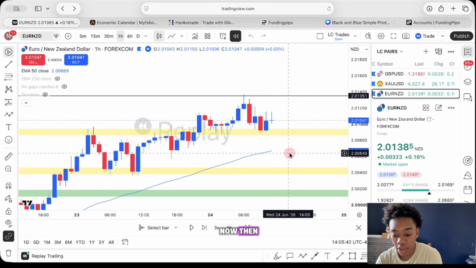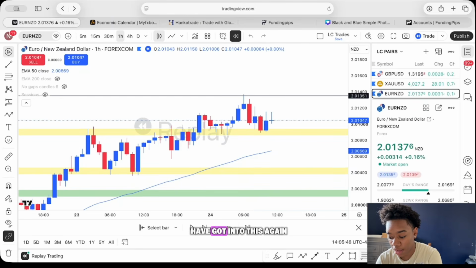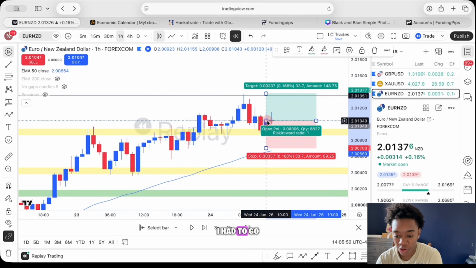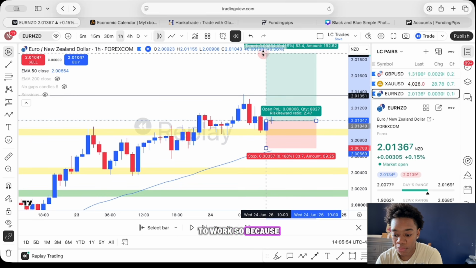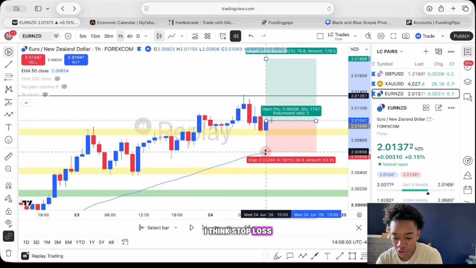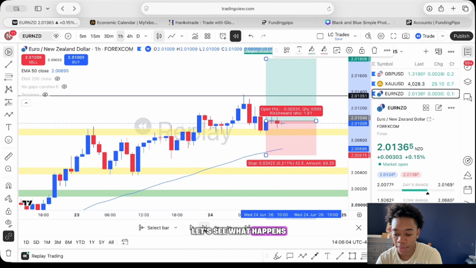Now, then we had this candle right here. Me personally, I like this correction candle, and I probably would have got into this. Again, I was not paying attention. I had to go to work. Because I know my take profit already, it would have been somewhere around here, I think. Stop loss would have been somewhere under here. Trail your stop loss. Let's see what happens.